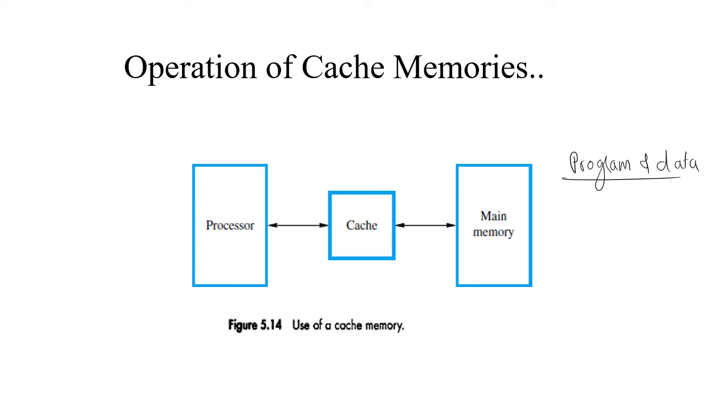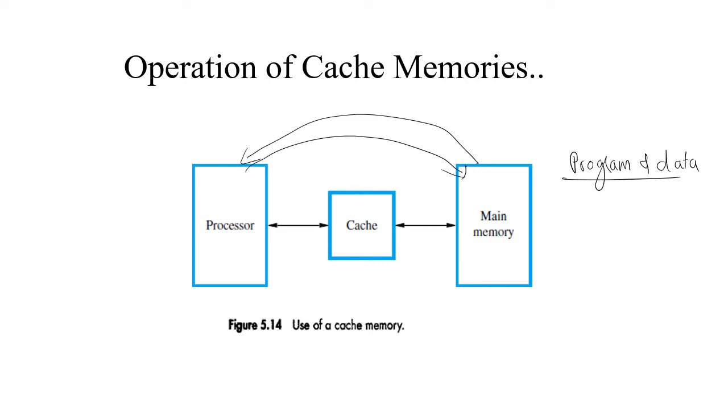We have discussed how the data are transferred from the processor to main memory and from the main memory to the processor. We have already discussed this in the first module, and in the subsequent topics, how the transfer of data takes place between the main memory and the processor. Here, when the data transfers from the main memory to the processor, it goes via the cache memory.